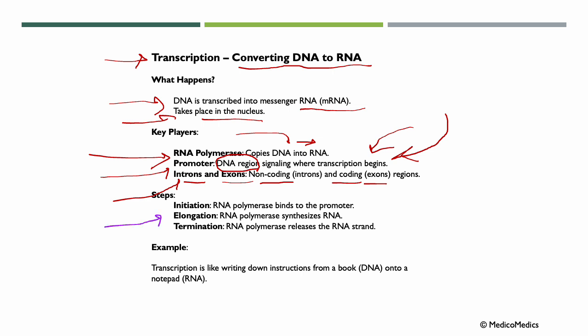The important steps include initiation, where RNA polymerase binds to this promoter region. Then we have elongation, where RNA polymerase synthesizes RNA. And then we have termination, where RNA polymerase releases the RNA strand.